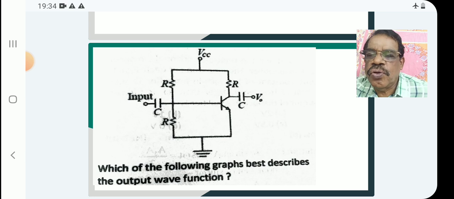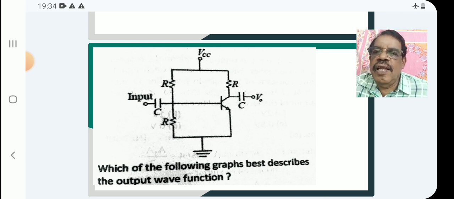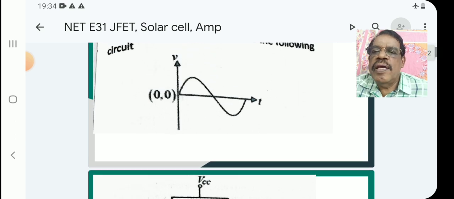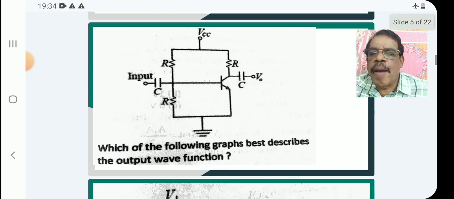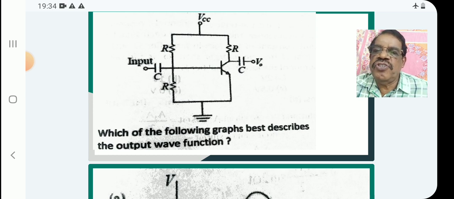And this is an amplifier circuit. It is a common emitter amplifier circuit in which a signal which is shown above is given. It is an amplifier question. Which of the following graphs best describes the output wave function?